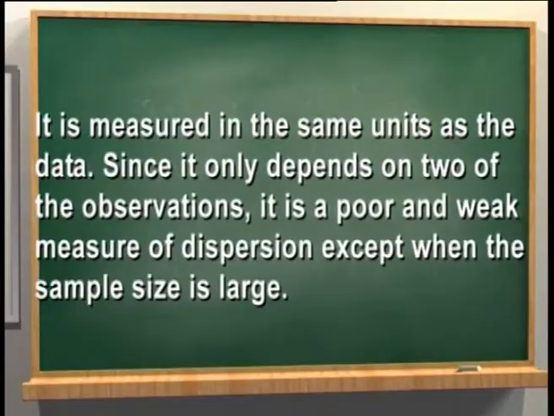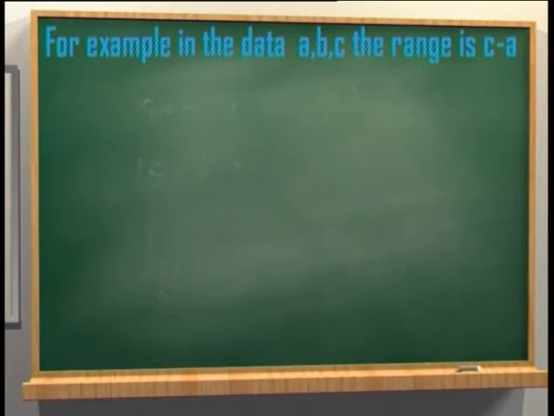In descriptive statistics, the range is the length of the smallest interval which contains all the data. It is calculated by subtracting the smallest observation, that is the sample minimum, from the greatest, that is the sample maximum, and provides an indication of statistical dispersion. It is measured in the same units as the data. Since it only depends on two of the observations, it's a poor and weak measure of dispersion, except when the sample size is large. For example, in the data A, B, C, the range is C minus A.